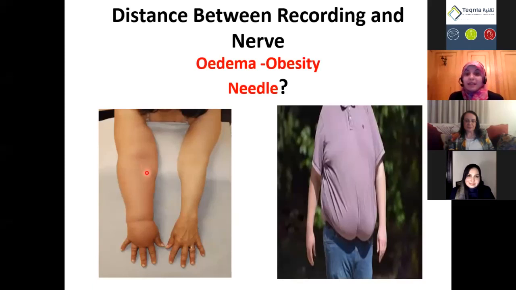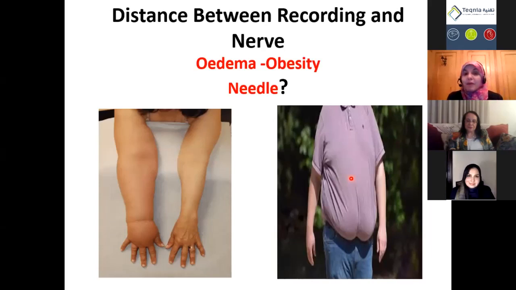And she comes with the edema, and you expect that everything will be absent, because you have an intervention between them. And in obesity, you are expecting that in such a patient you cannot record the phrenic nerve, or the lateral cutaneous nerve. So what are we going to do in an obese or edematous patient?